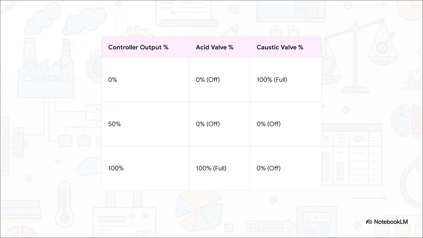And then you have something like split range control, which is just a really elegant way to manage 2 opposing actions with a single signal. Take a look at this climate control system. One controller output can manage both the heater and the air conditioner. As you can see, the lower half of the signal controls the heater, the upper half controls the AC, and there's this nice little deadband right in the middle where they're both off. It's a seamless way to use multiple tools to get really precise control over one single thing.